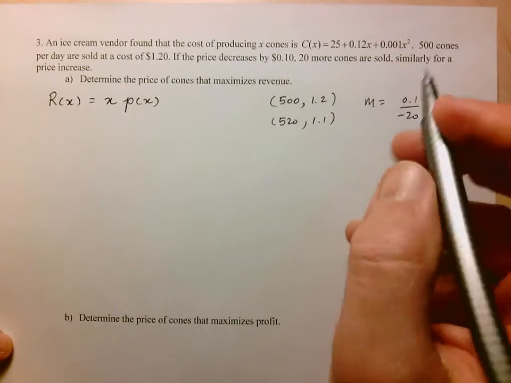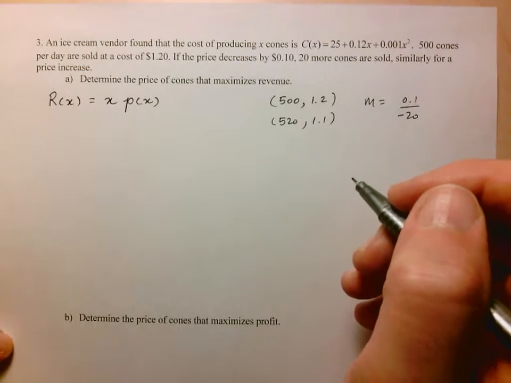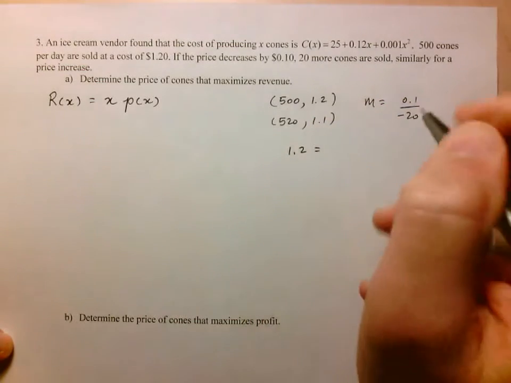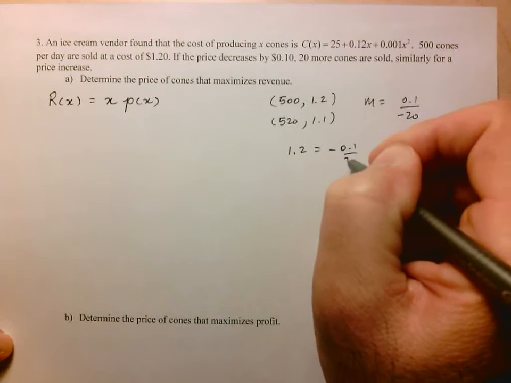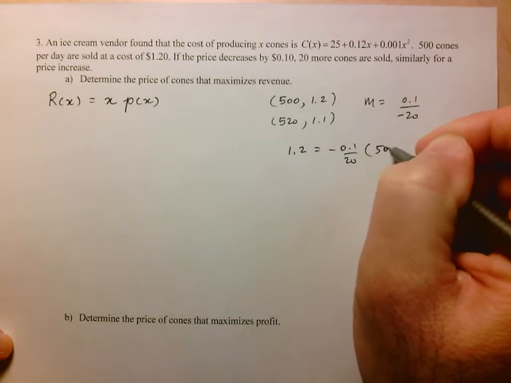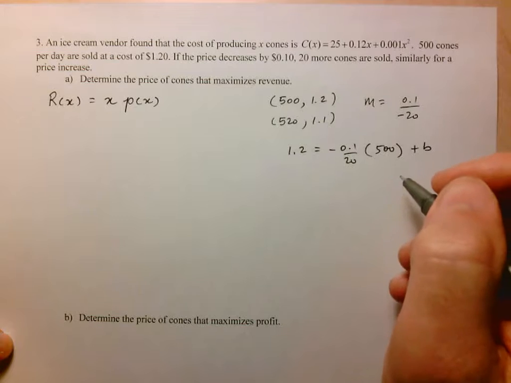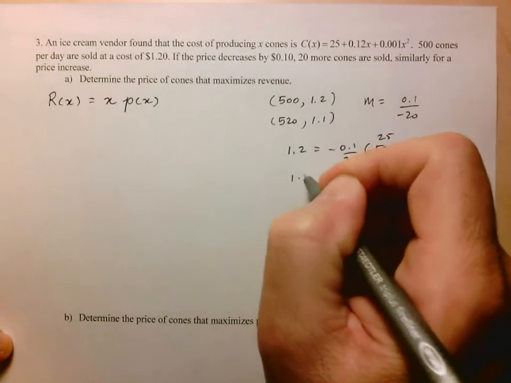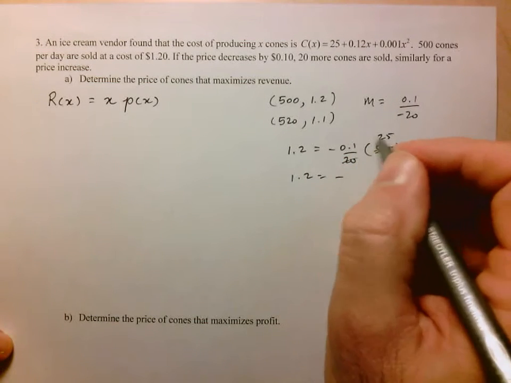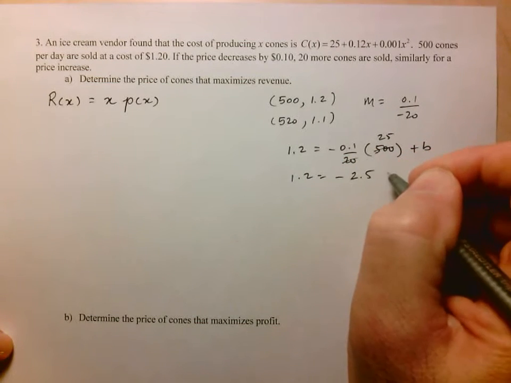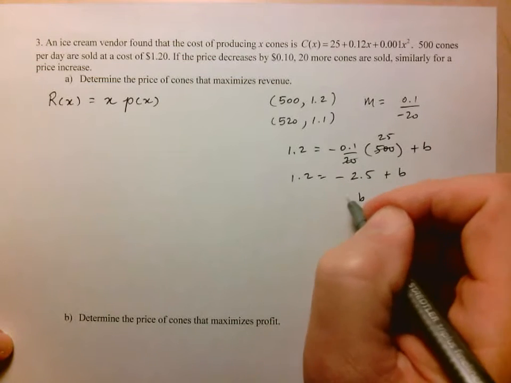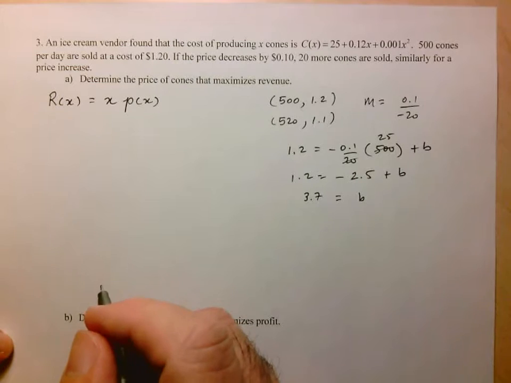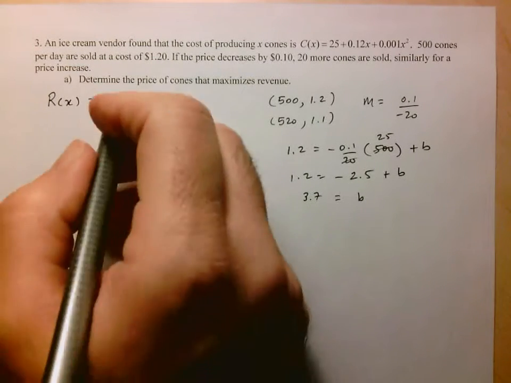Now if you want to work with point slope form, you can use that here, but since not everybody's using that, I'll use slope intercept form. Let's determine the equation. I'll use this point here, so when y is equal to 1.2, the slope is negative 0.1 over 20, times x equals 500, plus b. Here 500 over 20 is just going to be 25, so 1.2 equals negative 0.1 times 25, which is negative 2.5, plus b. So b is equal to 1.2 plus 2.5, which is 3.7. And so now we have a function for the price.